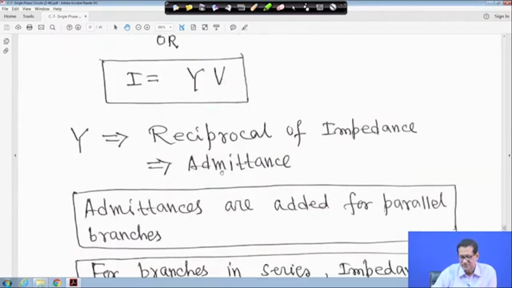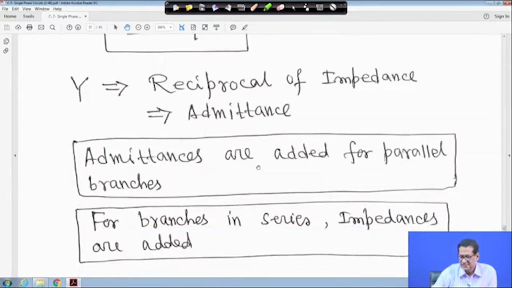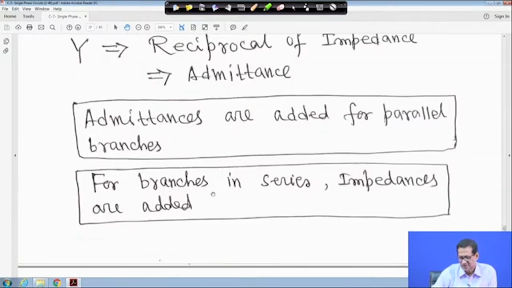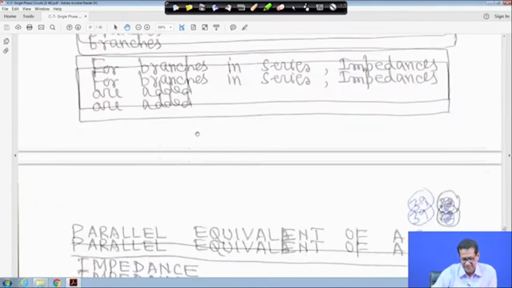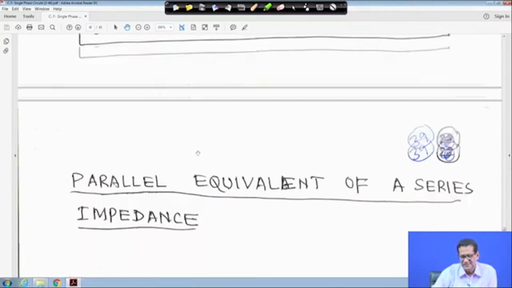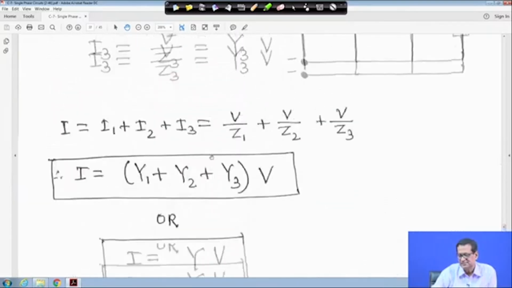to the reciprocal of impedance, that is called admittance, as we have just seen. So, admittances are added for parallel branches. For branches in series, impedances are added, and for branches in parallel, admittances are added. So, now parallel equivalent is next; this is a simple example we took.